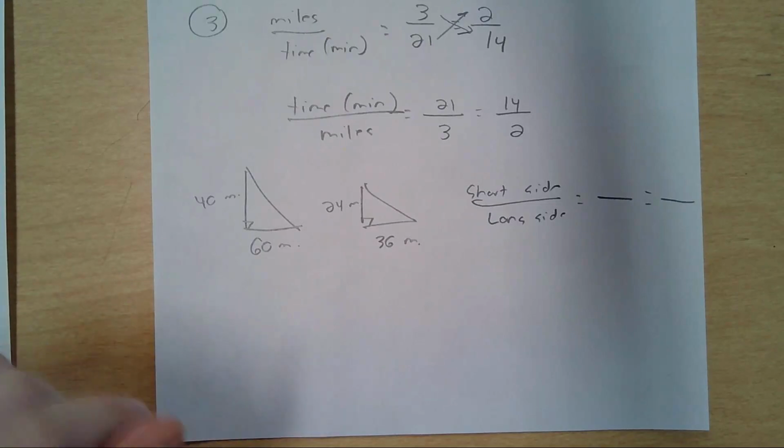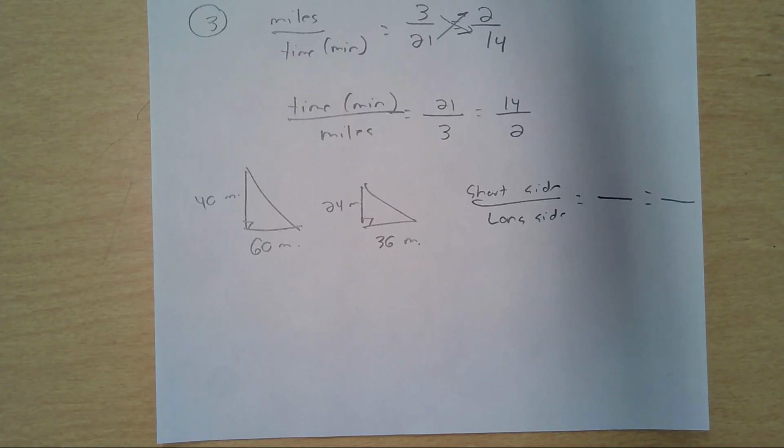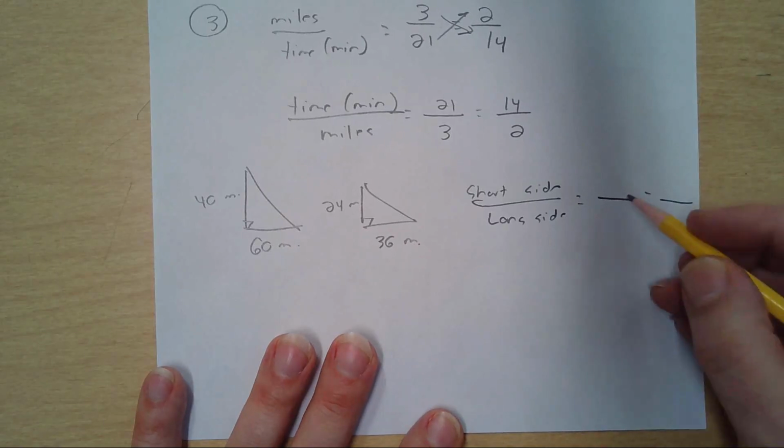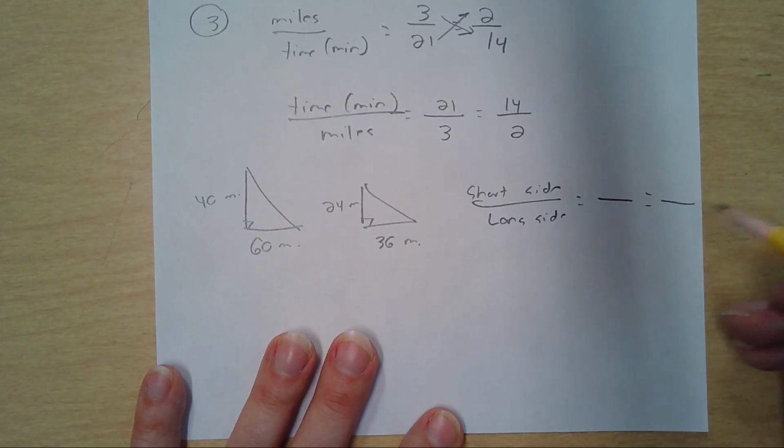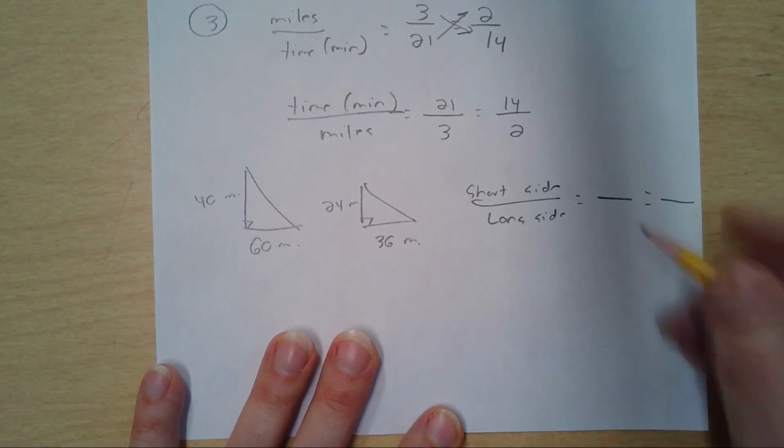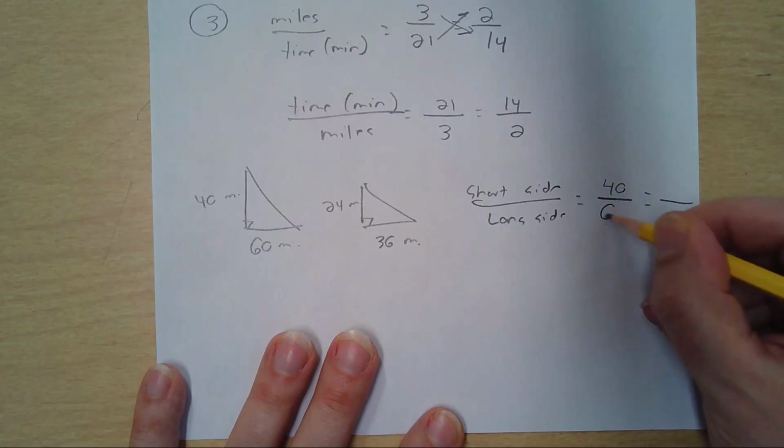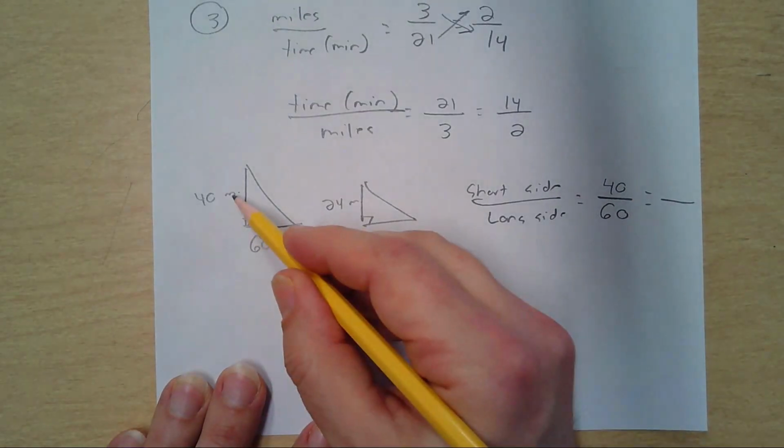Really doesn't matter which one I do first or second, because again, the cross products, you should be able to prove it. You can check it with your calculator to make sure that your answer is good. What do I have over here on the left? 60 over 40. Or the other way, 40 over 60. The short side's on top. So 40 would be on top, because this is shorter than this, right?